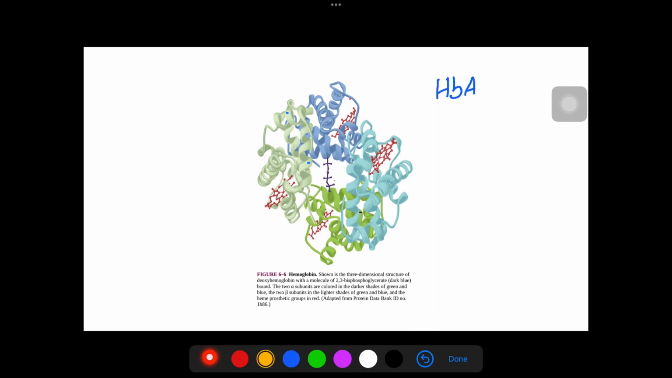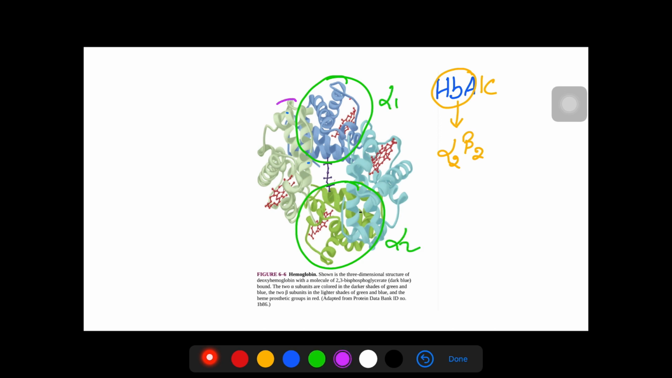HbA1c. In HbA1c, HbA stands for adult hemoglobin. Adult hemoglobin contains 2 alpha and 2 beta chains. Here you can see a 3D structure of hemoglobin A, that is adult hemoglobin. The ones in dark blue and dark green are alpha 1 and alpha 2 chains of adult hemoglobin. The ones in light green and light blue are beta 1 and beta 2 chains. In the center you can see a 2,3 bisphosphoglycerate molecule, and these 4 red colored structures are heme moieties.